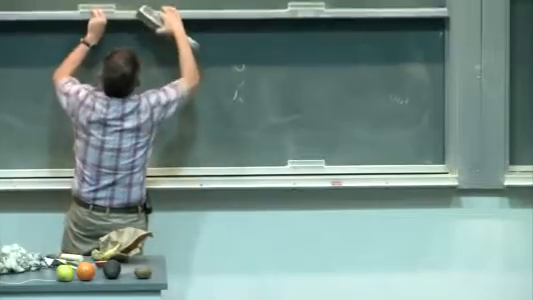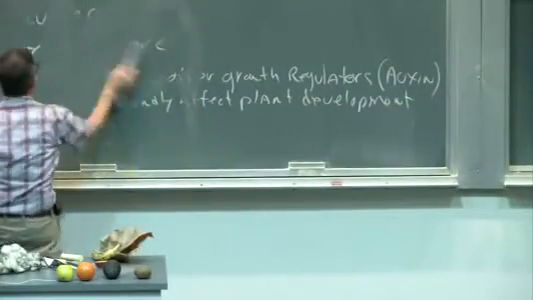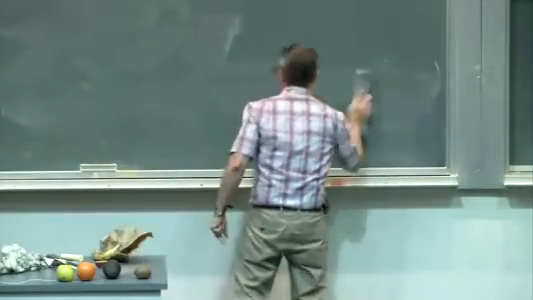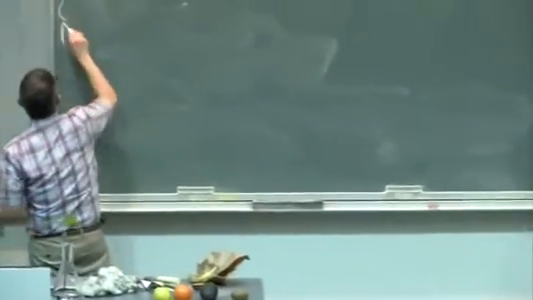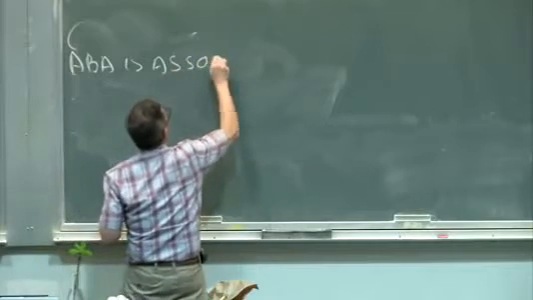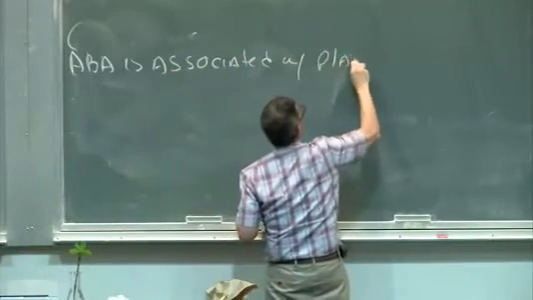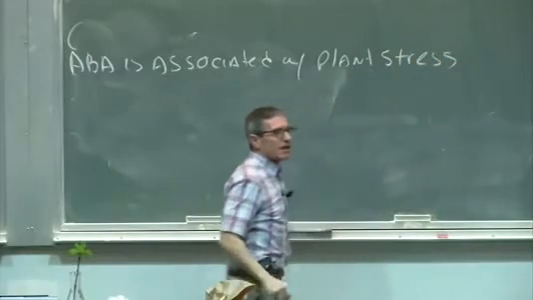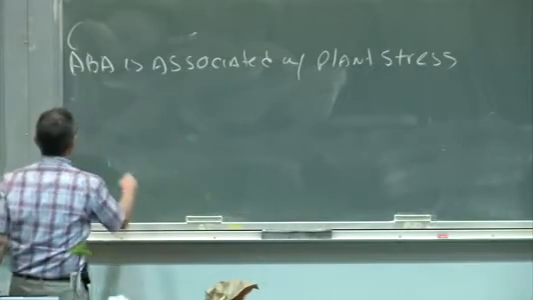So the very first thing we could say about abscisic acid is that it is a compound which is mainly, but not completely, associated with stressful conditions. So ABA is associated with plant stress. And I'd like to give you a couple of examples of the stressful conditions in which ABA is associated.